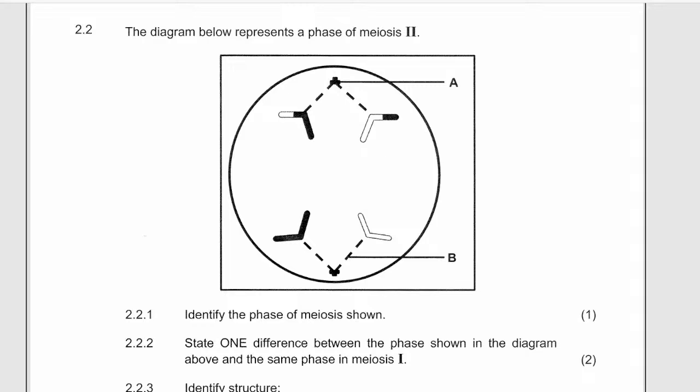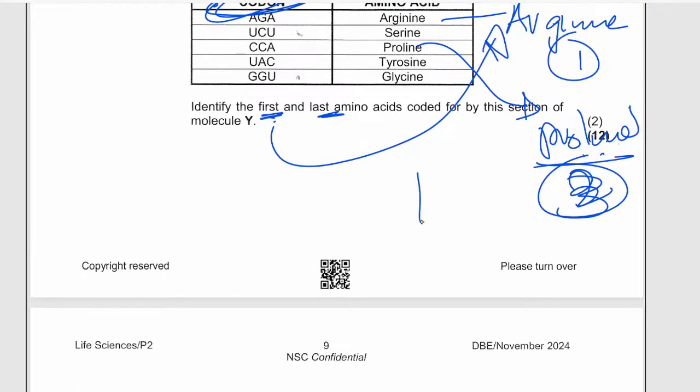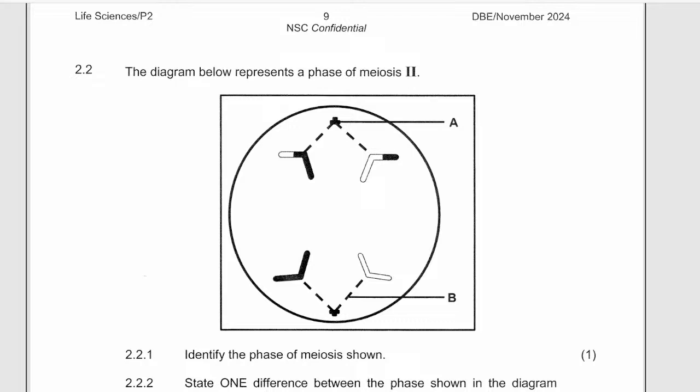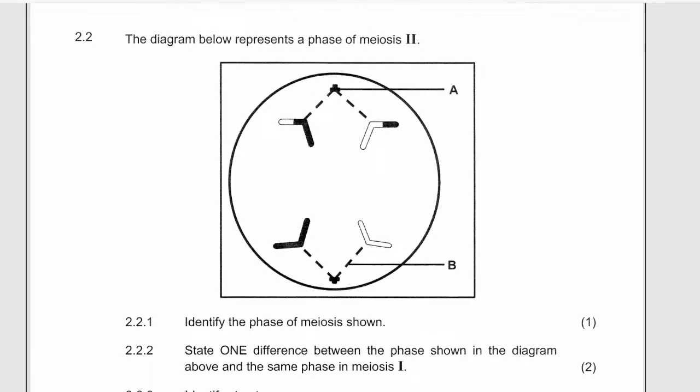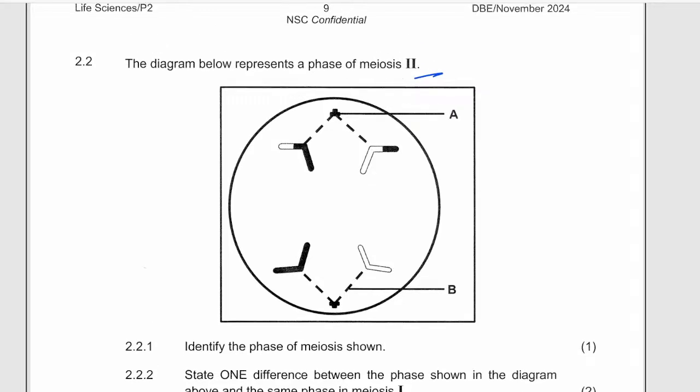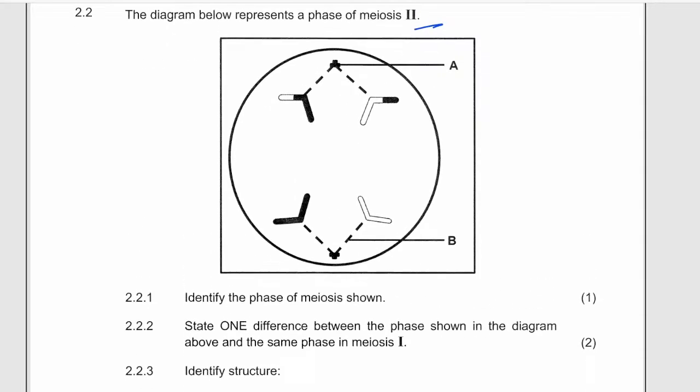We got the next question. I hope you guys got 12 out of 12. We got the next question. 2.2. The diagram below represents a phase in meiosis, which is meiosis 2. So we are just going to meiosis 2. They are saying that the diagram below represents a phase of meiosis. Identify the phase of meiosis shown above.